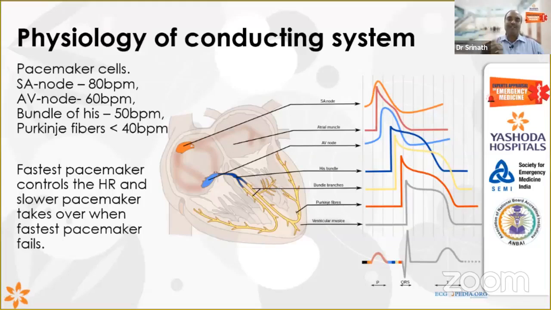That means if the SA node is not acting, then the AV node will take over. If the AV node is not acting, then the bundle of His takes over. If the bundle of His is not acting, then the last and final option is your Purkinje fibers. So if you keep this principle in your mind, then you will understand the ECG very well, and you can analyze an ECG at a better pace, and you will never forget an ECG.